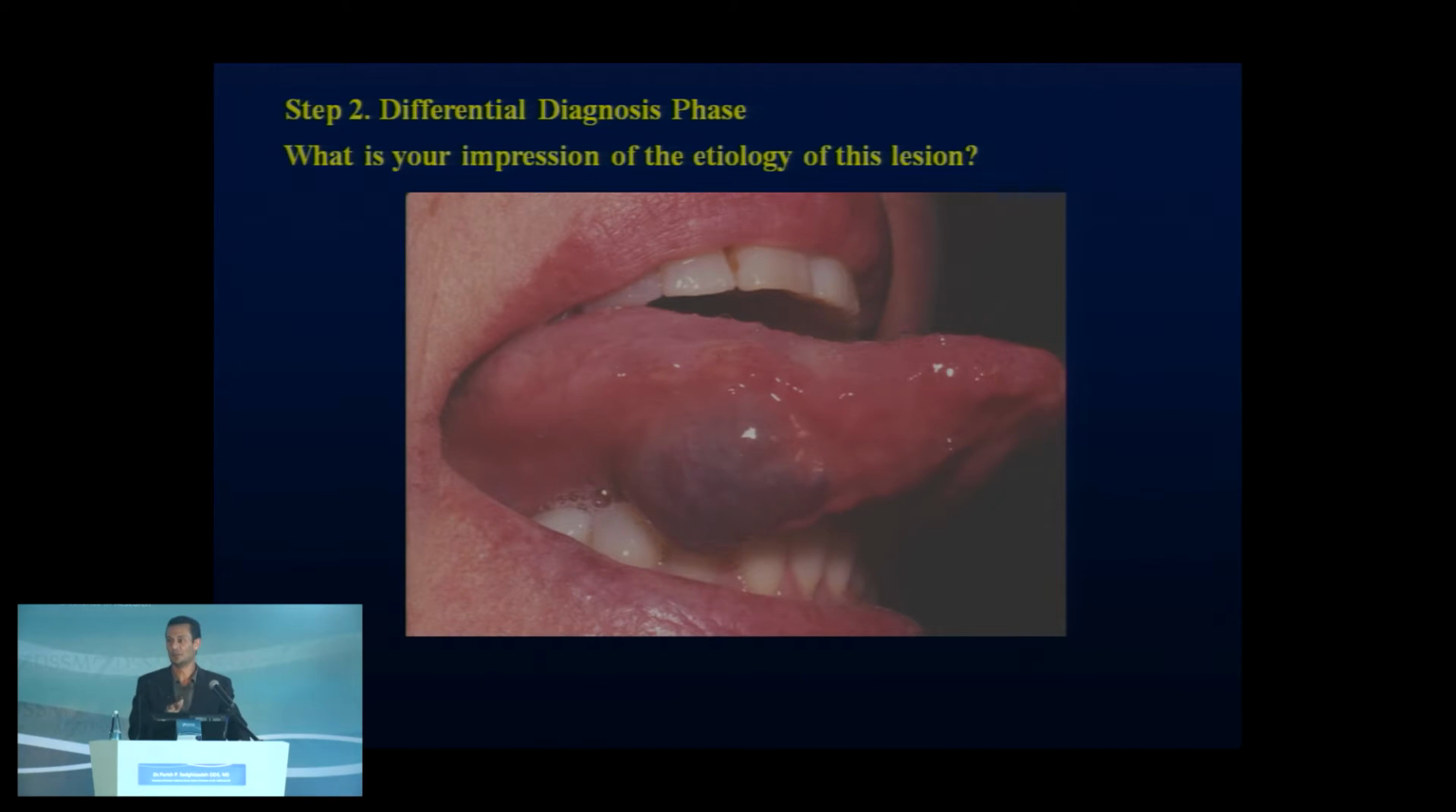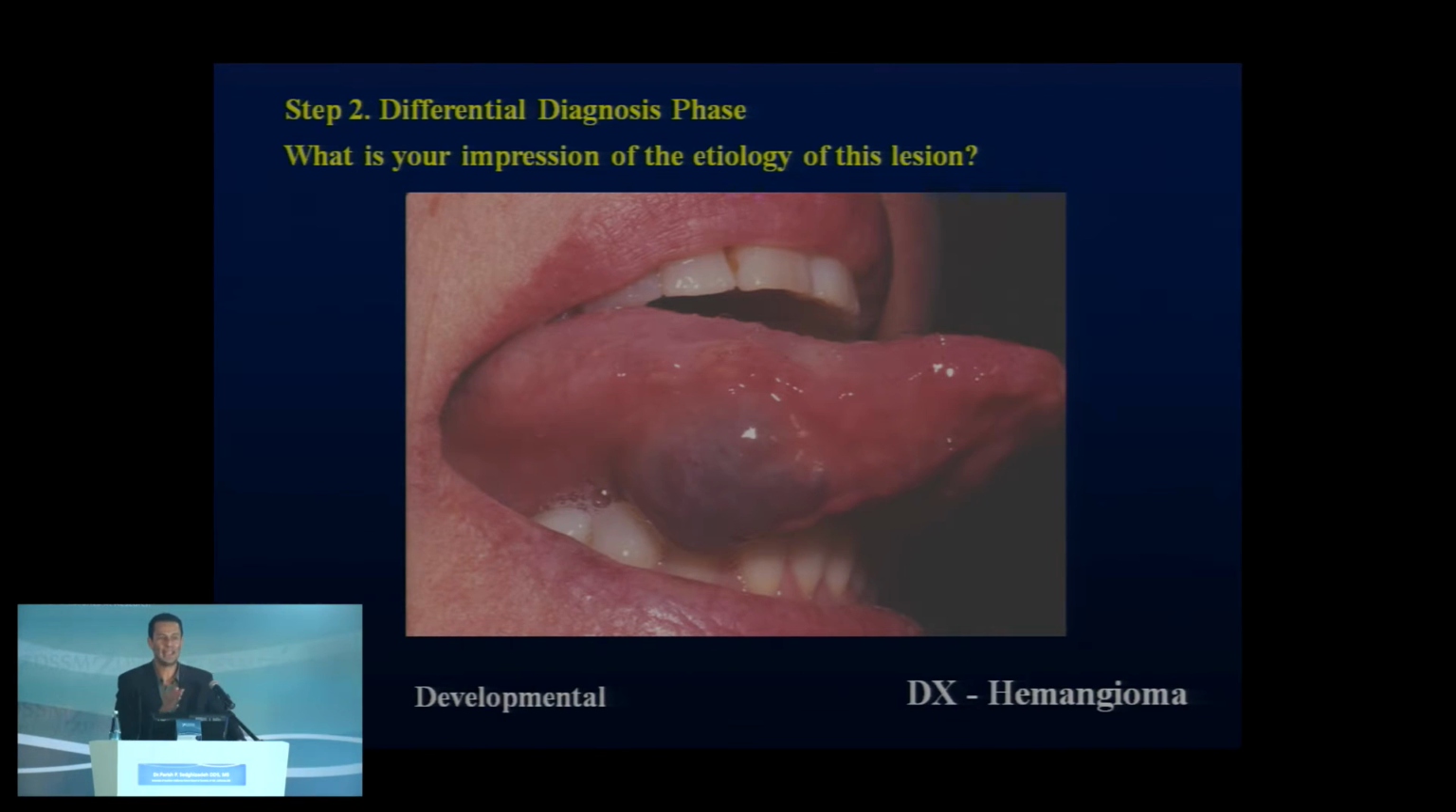Doesn't bother them. But they want to know what it is as an adult and want to get rid of it if they can, and they're concerned about it, okay? Developmental, reactive, or neoplastic? I heard developmental. Anyone for neoplastic? Okay. You're both right. So this is actually a hemangioma.